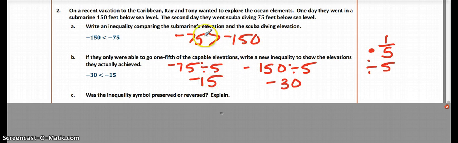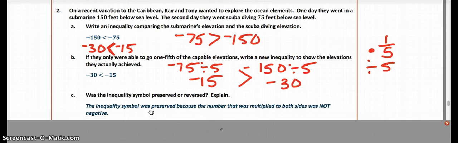Well, if I'm using this way, -15 is greater than -30. If you did it the same way as in A, your -30 is on this side and your -15 is on this side, and it preserved the symbol. So was the inequality symbol preserved or reversed? It was preserved, because the number that was multiplied to both sides was not negative.